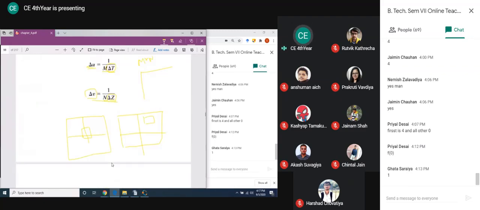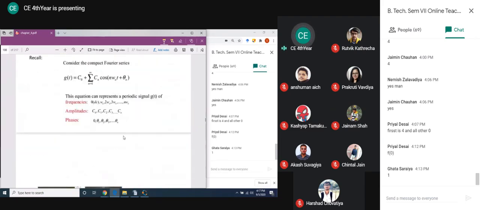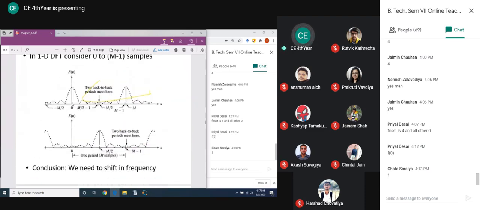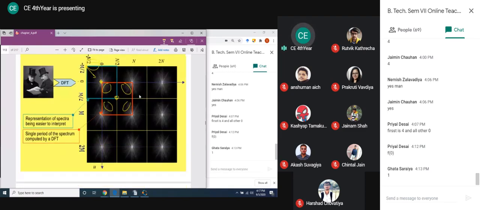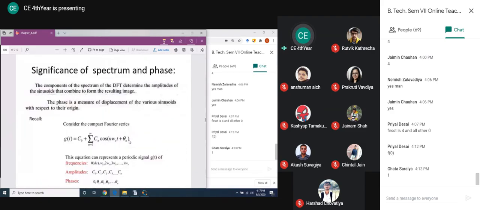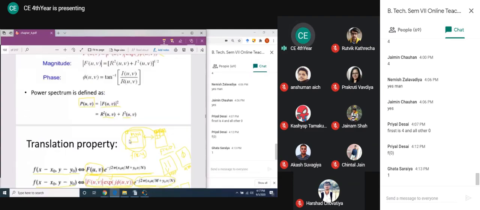Because I am getting four corners, that is true for any one dimension or two dimension, right? So that is what we have already discussed. Because I am getting from 0 to M, I am getting two end-to-end samples, or in two dimensions, I am also getting four end-to-end samples. What to do? Shift it by M by 2 in one dimension, M by 2 and N by 2 in two dimensions. It was quite simple. But I want to shift it in the frequency domain. To shift in frequency, what I need is the translation property.